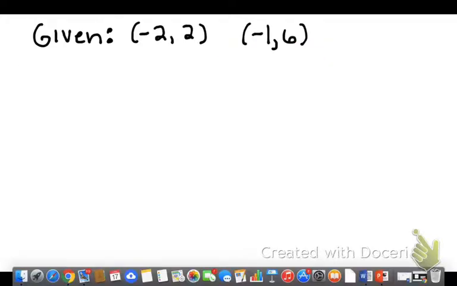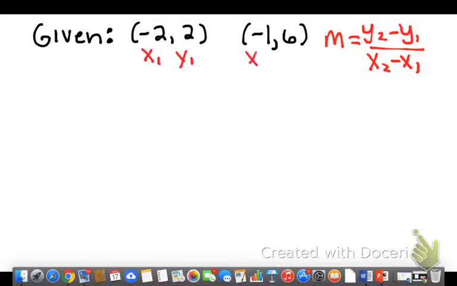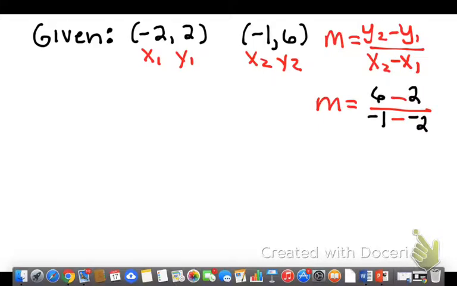Let's say you're given 2 ordered pairs, and we want to put it into point slope form. What would we do? Well, we need the slope. So we have slope equals y sub 2 minus y sub 1 over x sub 2 minus x sub 1. And we'll determine our slope. So we have our group 1, our group 2, slope equals, and we're going to put in our values. Okay, so we have 6 minus 2 is 4. Add the opposite, -1 plus a +2, so our slope is 4.